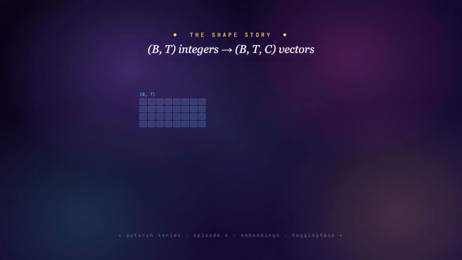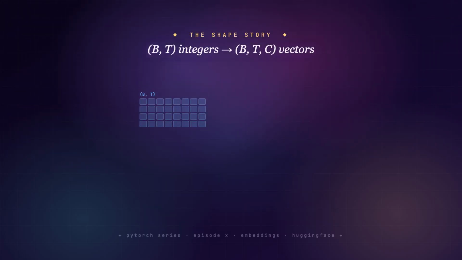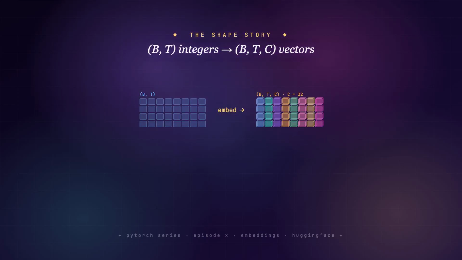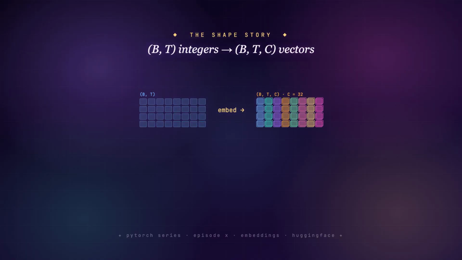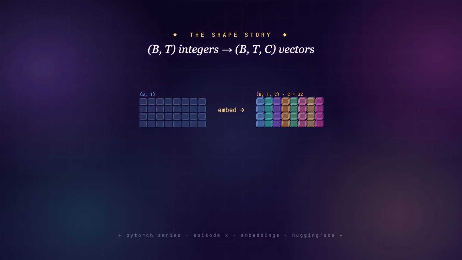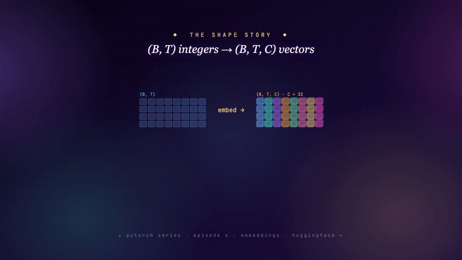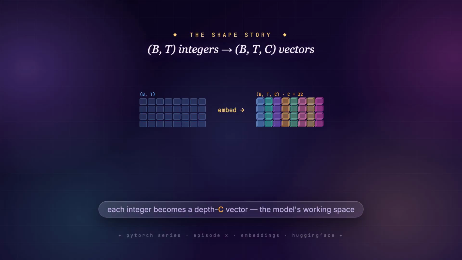Now the shape story, because shapes are how you debug PyTorch. You hand the embedding a batch of integers, shape (B, T), B sequences, each T tokens long. Out comes (B, T, C), same grid, but every integer has bloomed into a C-long vector. We added a depth axis. That third dimension, the channels, is where all the meaning lives from here on.